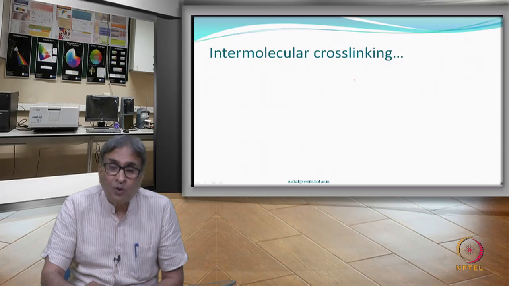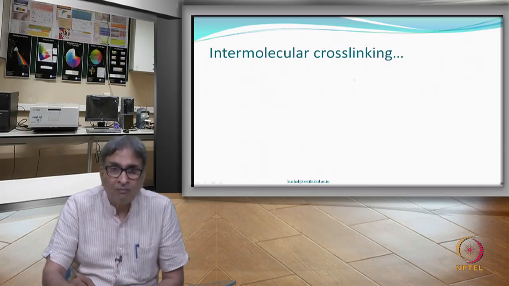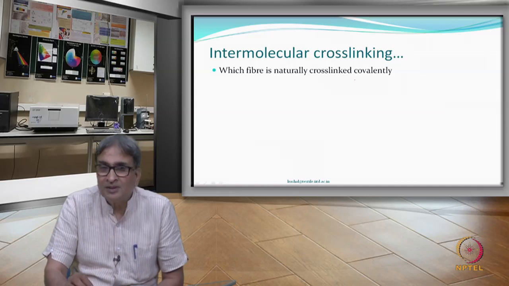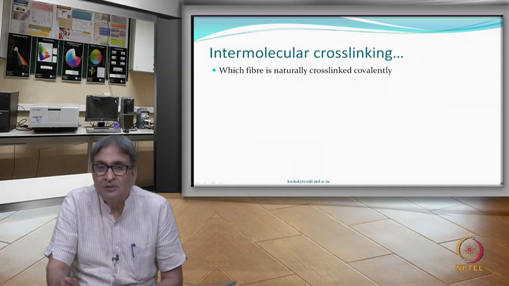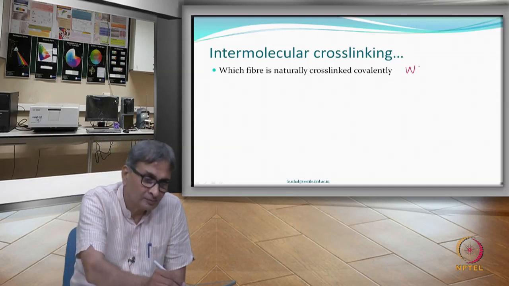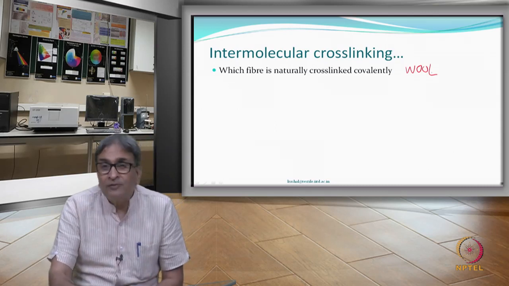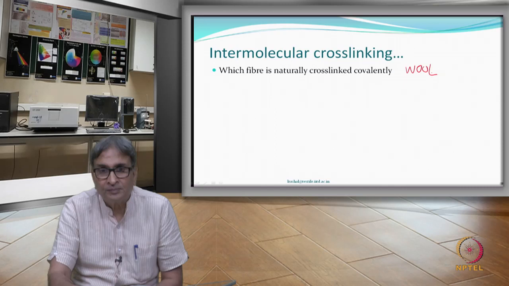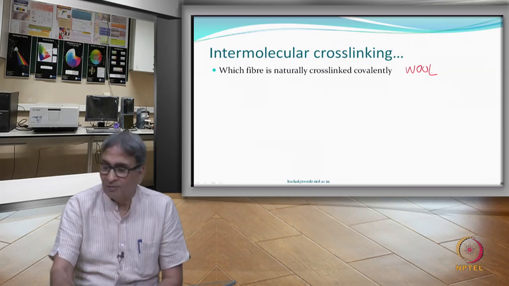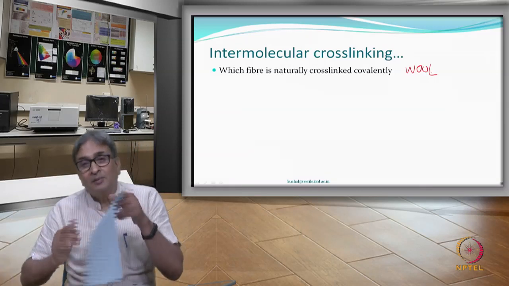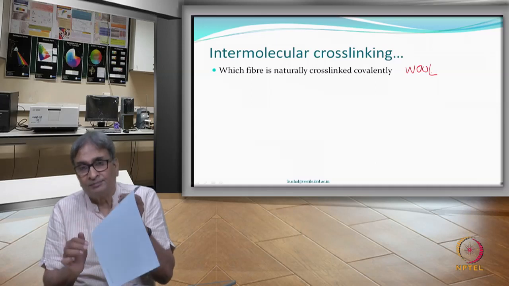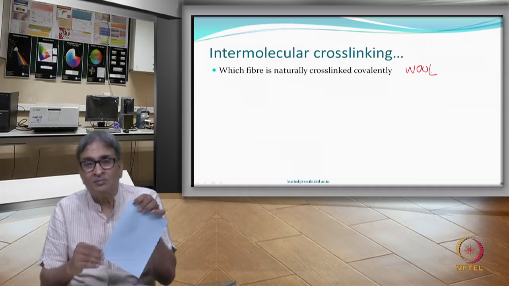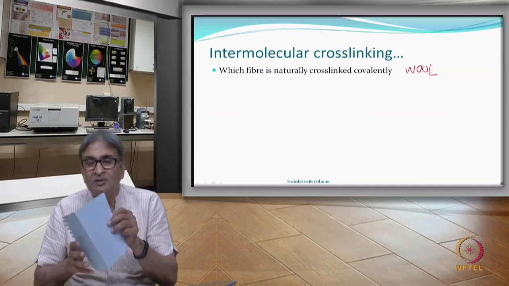So, what was different in wool, silk and cotton? Intermolecular cross-linking. The fiber which is naturally covalently cross-linked is wool, right? If such type of covalent cross-linking is not available, then what happens? Then we will not be able to recover, not as nicely. Remember, this paper is recovering from bending, but does not recover from sharp bending, because something must have changed.